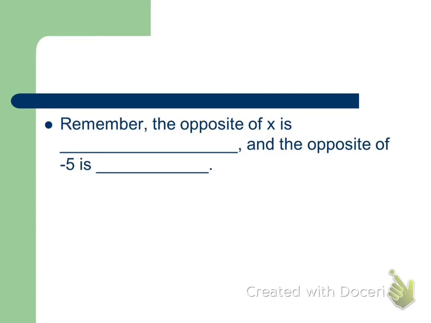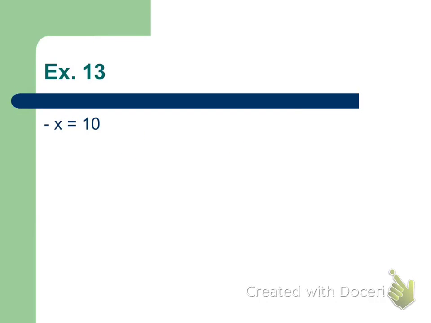Remember, the opposite of x is written as negative x. And the opposite of negative 5 is positive 5. We have to remember what opposites are here. And here is why. On example 13, we have that negative x, or the opposite of x, is equal to 10. But we don't want the opposite of x, we just want regular old x. Does anyone think they know what x should be, Jaquan? It should be just x, so you should times it by negative.